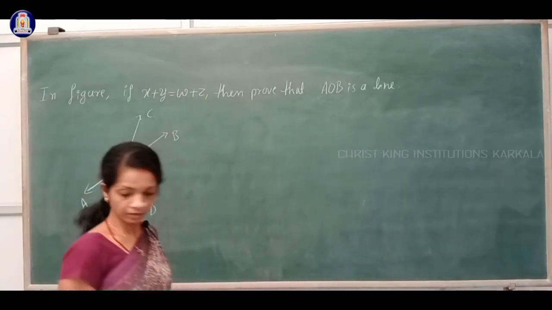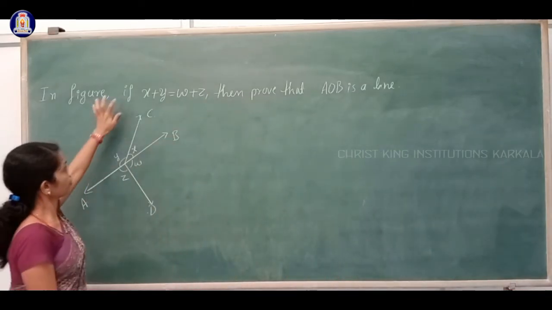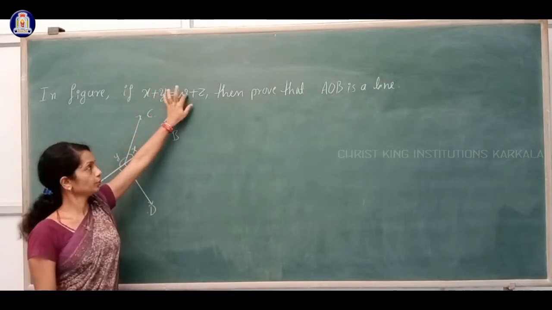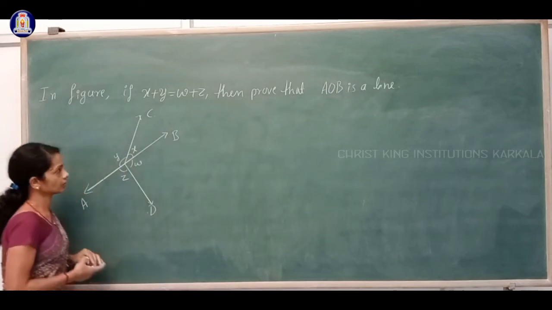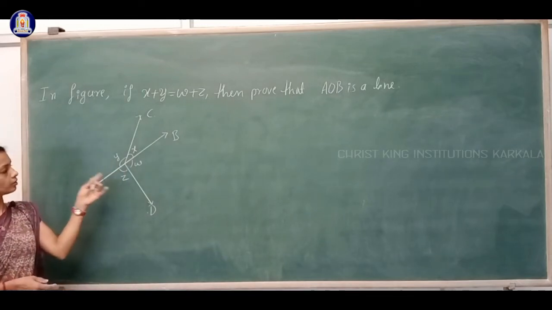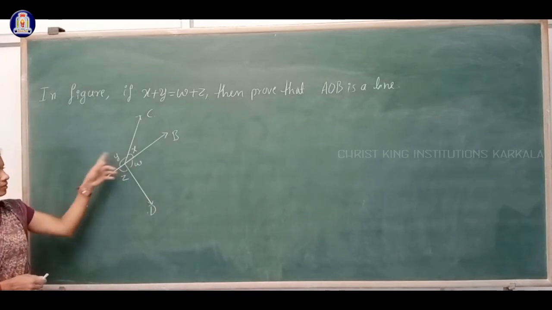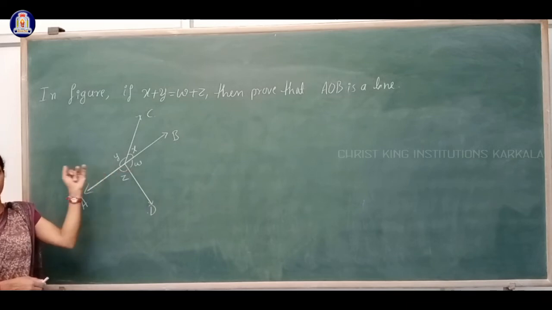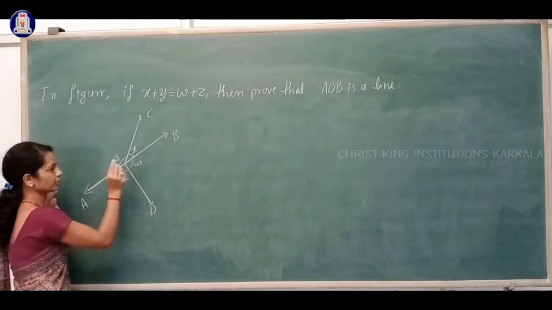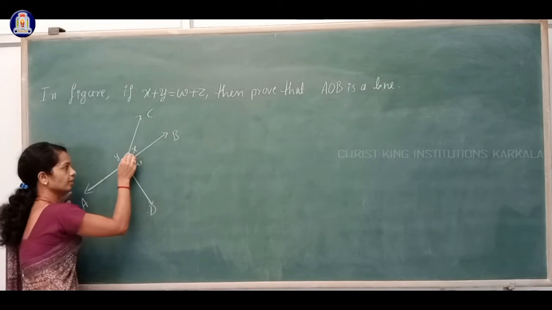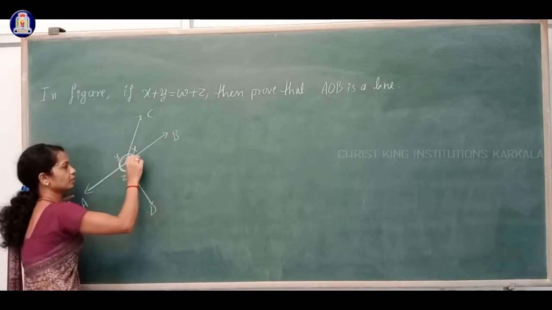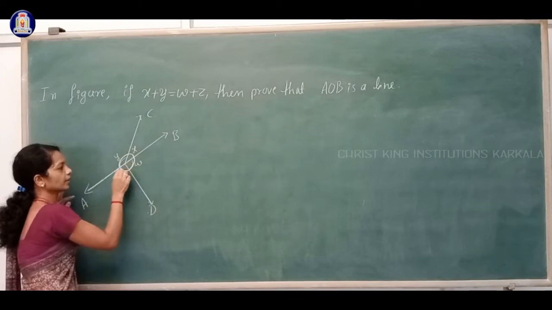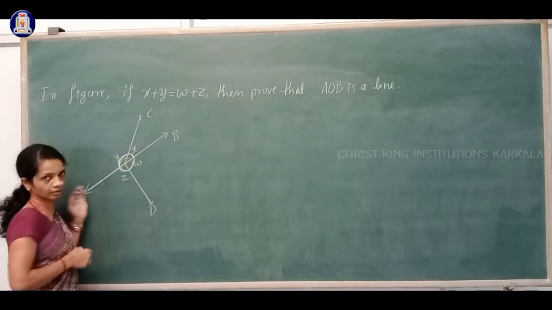Next, in the figure, if x plus y is equal to w plus z, then prove that AOB is a line. Okay, so here you have a figure in which you can see angle x, angle y, angle z, and angle w. Angle x plus angle y plus angle z plus angle w gives you one full circle, right?